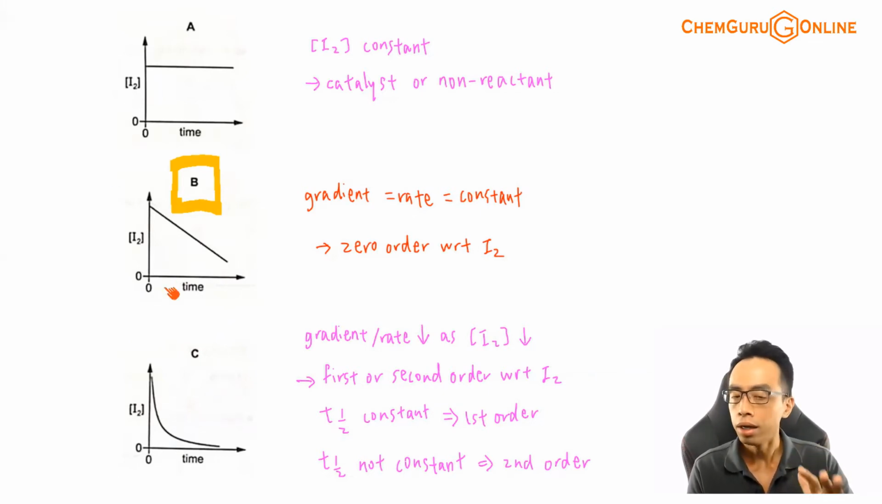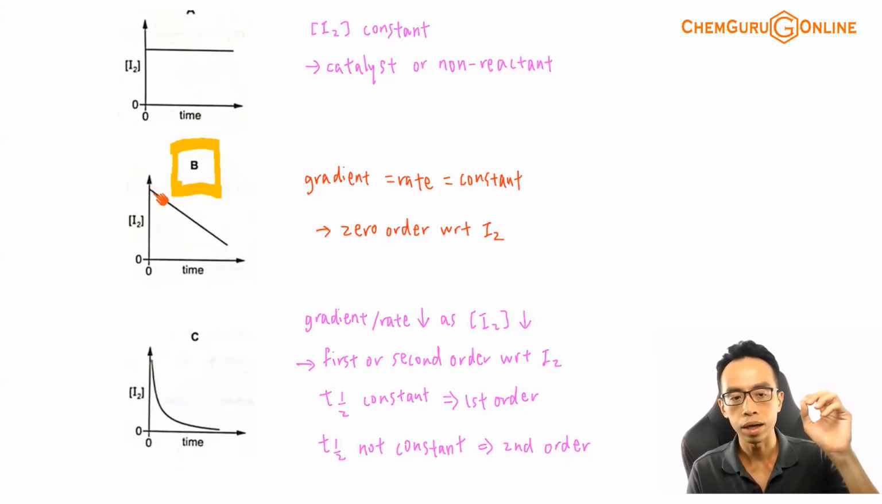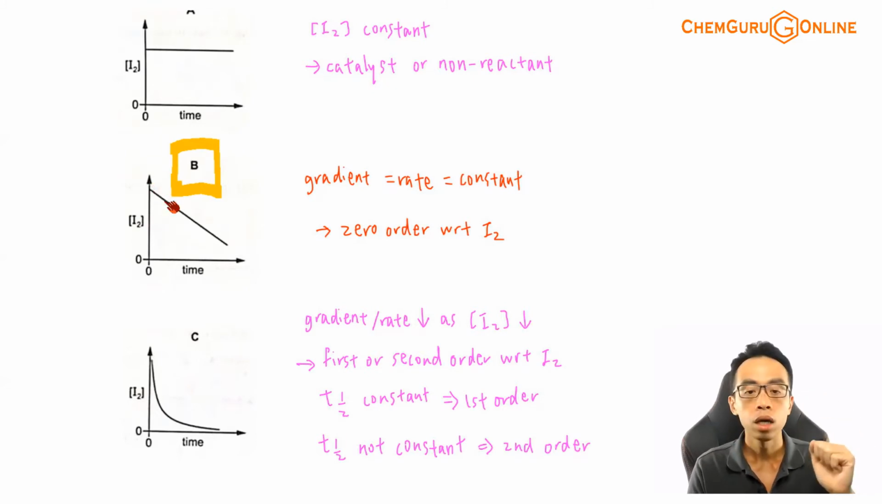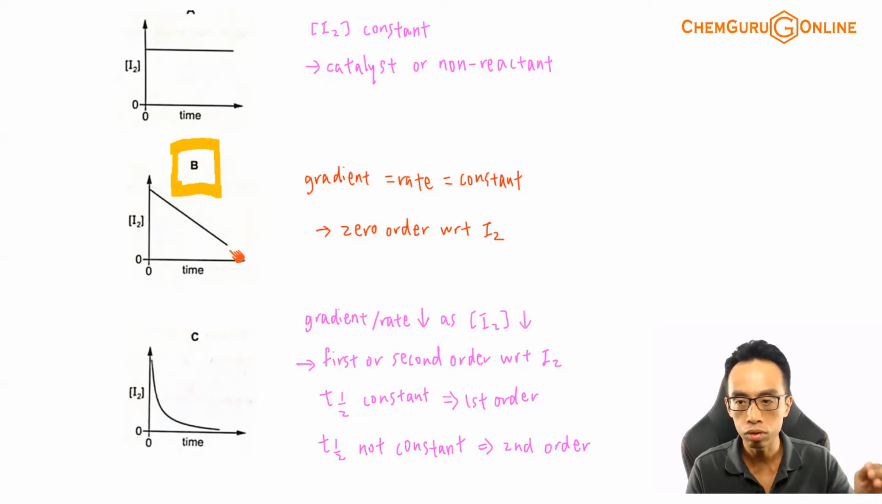Now how about option B? Now B is a much better answer because you notice at the beginning, when the concentration of my I2 is high, the gradient will be equal to the rate of the reaction. You notice there's a certain slope and that will indicate the rate of the reaction when I have a high concentration of I2, correct? Now as the reaction proceeds, as the time proceeds, you notice the concentration of my I2 slowly decreases, but the gradient remains the same because this is a straight line. So it tells me that the rate of the reaction remains constant. And this is the concentration time graph for a zero order reaction with respect to I2.